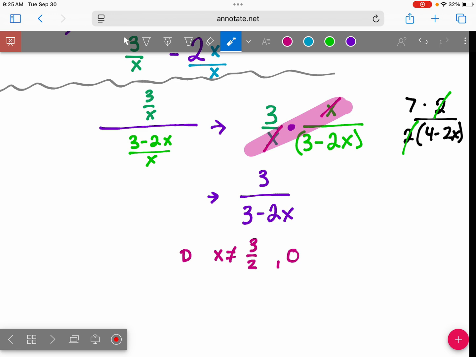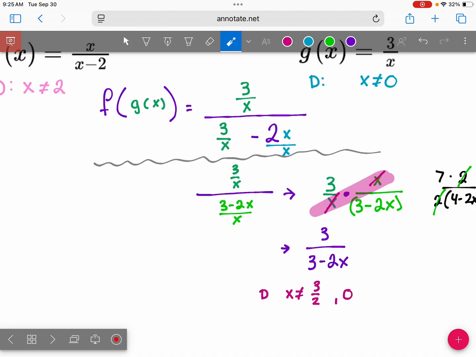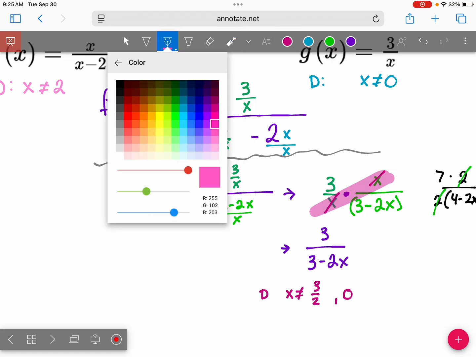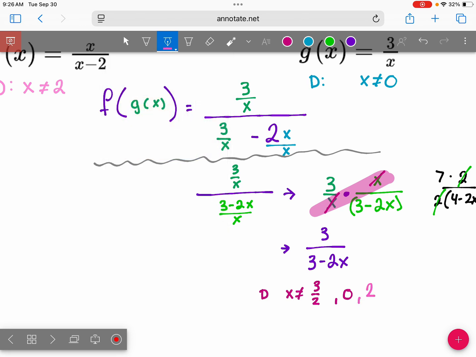But again, remember, it was born from these. So also, x cannot be 0 from this guy. So we caught that already. But x can also not be 2 from this one. So it has to be in the same domains as where it came from. So x cannot be 0 from our g of x, but x cannot be 2 from our f of x. So that is still a part of this. So we have 3 places where x cannot be.